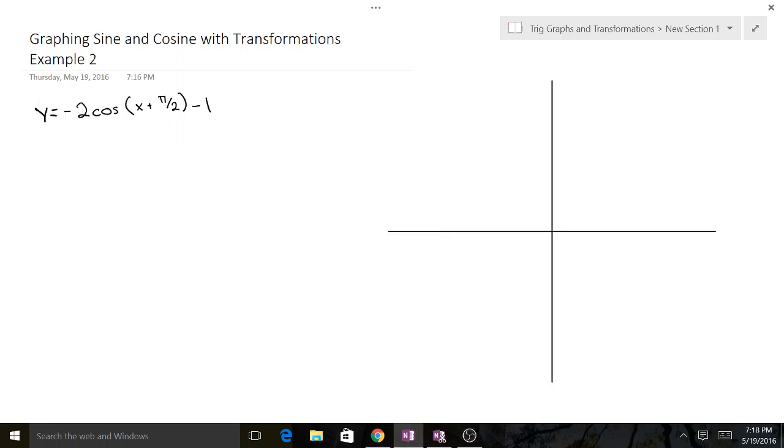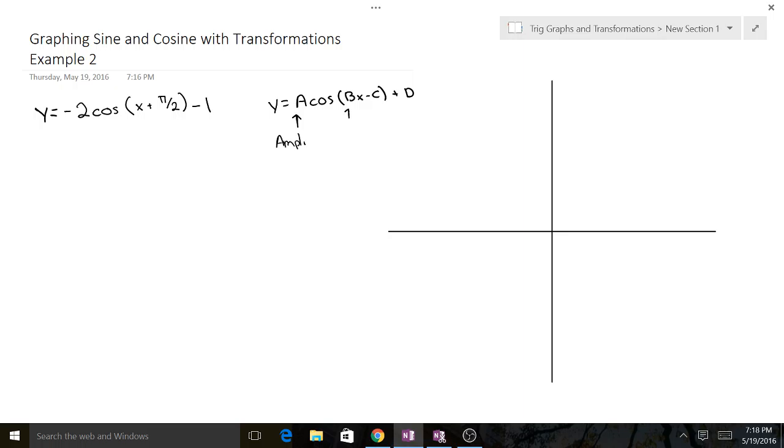Hey guys, so here's our second example of graphing sine and cosine with all kinds of transformations going on. So first thing I do again is I write down my general formula, which is y equals a cosine of bx minus c, plus d. And just a refresher, a is the amplitude. That shows how up and down it goes.